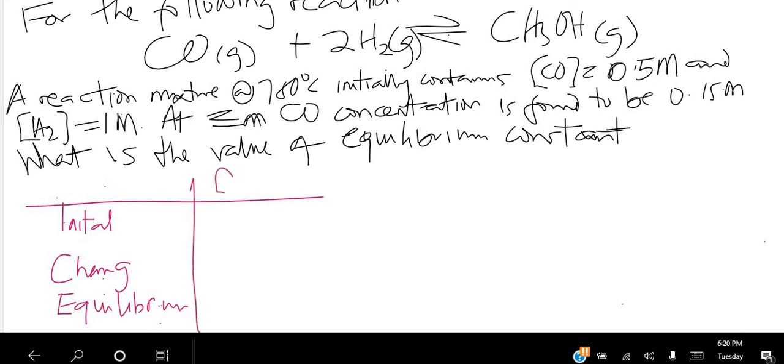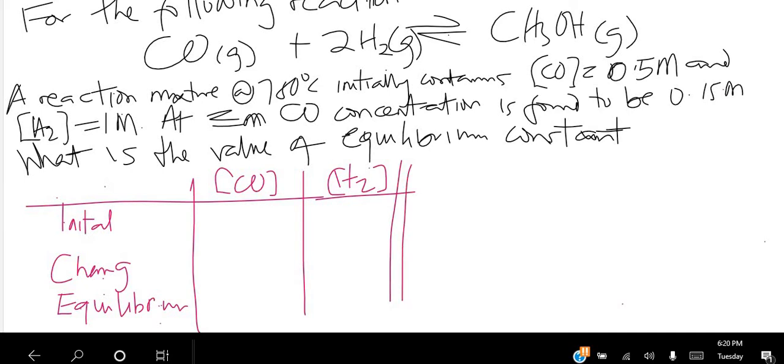So we have CO as reactant and hydrogen as reactant, and our product is CH3OH. Set it up this way. Initial concentration of our CO is 0.5 and hydrogen is 1.0, and this is 0, which is our product.